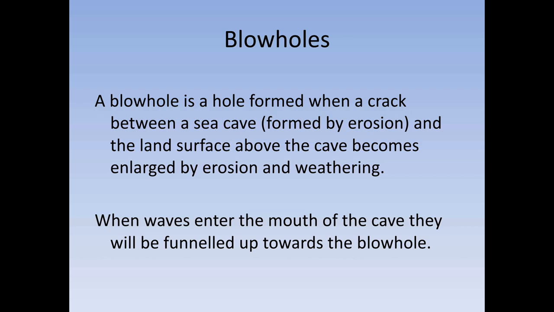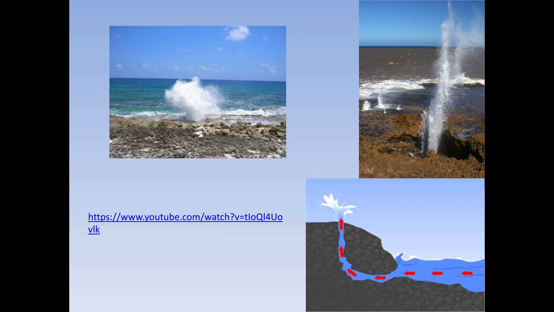And the idea is that when the wave hits the bottom of the cliff, if the crack is big enough, the water will actually travel all the way through that crack and it will come out the top of the blowhole. So you can see a couple of photographs here. They're quite spectacular things. There's a little video clip there if you want to see what happens when the wave hits the bottom of the cliff and the water spurts out the top. It's quite cool, it's quite impressive.